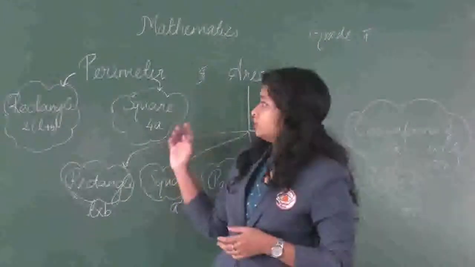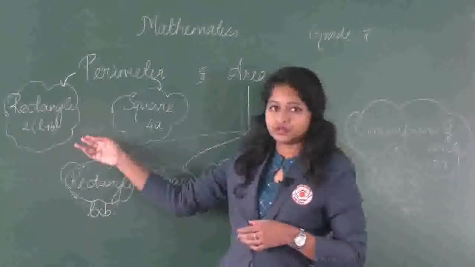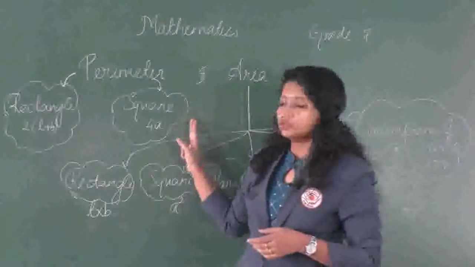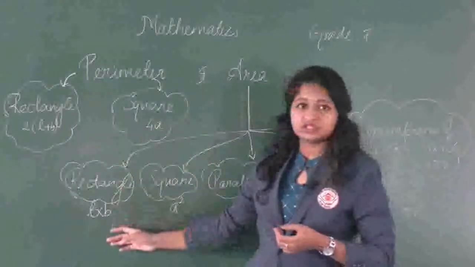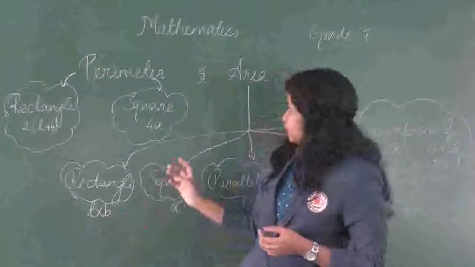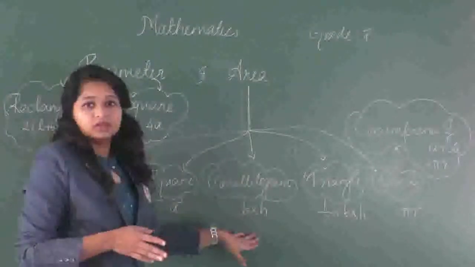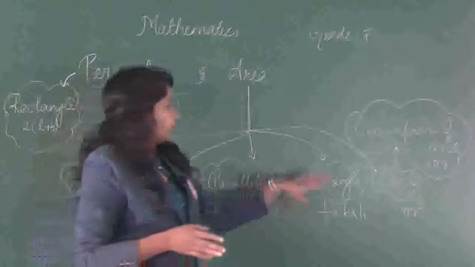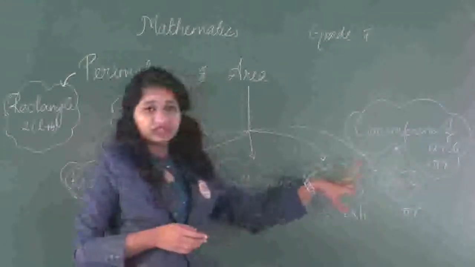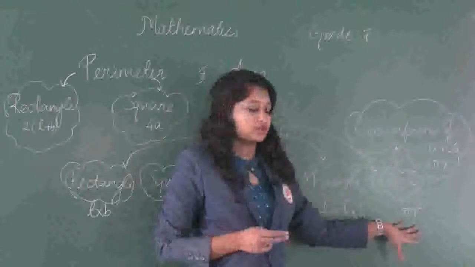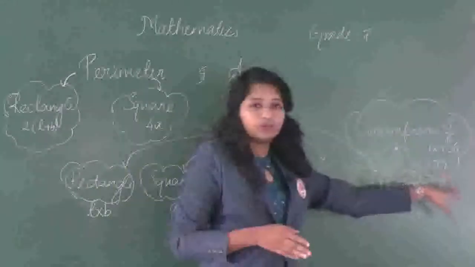So this is the mind map for our video, perimeter and area. We would learn the perimeter of a rectangle, which is 2 into (L plus B), perimeter of a square, which is 4 into side, and the area of a rectangle, which is L into B square units, area of a square, which is a square units, area of a parallelogram, which is base into height square units, area of a triangle, which is half into base into height square units, area of a circle, which is pi r square units, and the circumference of the circle, which is 2 into pi into r.